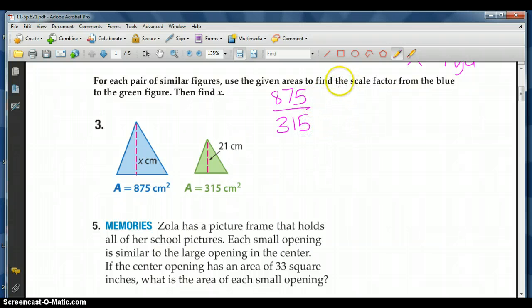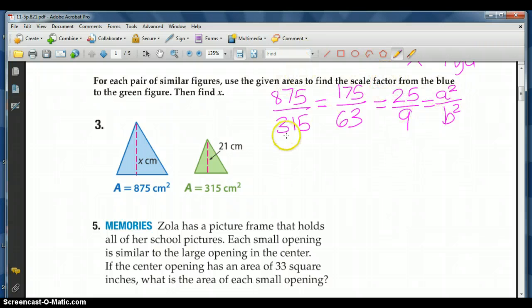So I can divide them both by 5, and I get 175 over 63, and I can see that I can divide both of those by 7, so I get 25 over 9. So this is my A squared to B squared ratio. This is my ratio of areas, but we want to find the scale factor. So to find the scale factor, you have to find your A to B ratio.